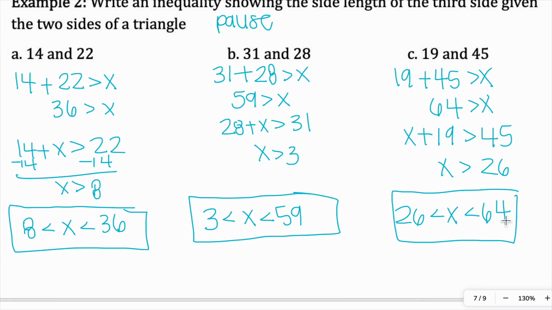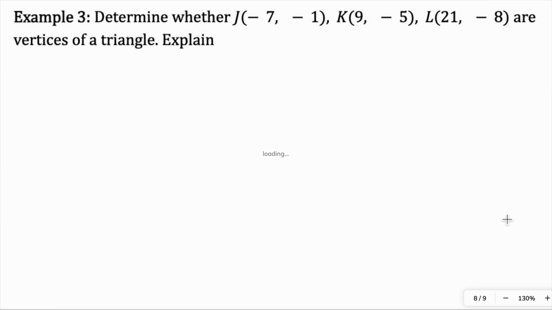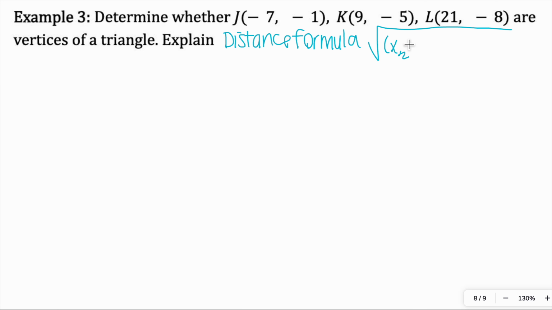The last question we have here, it says determine whether the triangle J, K, and L are the vertices of an actual triangle. So we would want to use the distance formula here. And just remember your distance formula is the square root of x2 minus x1 squared plus y2 minus y1 squared. So I did kind of a variation of this. So I found JK's length, KL's length, and JL's length.